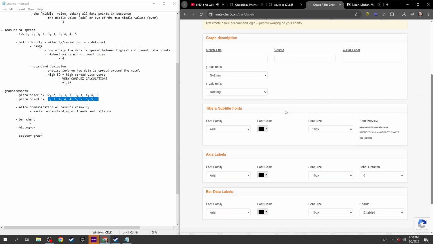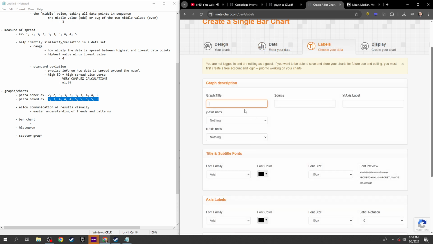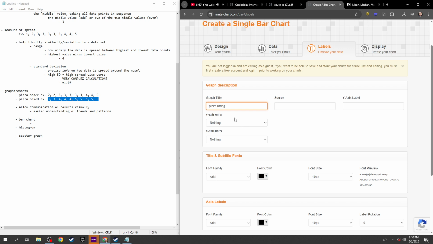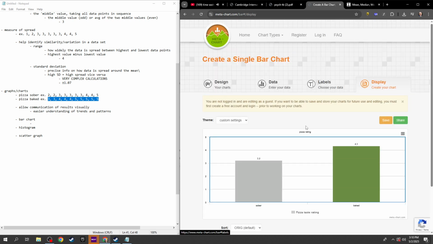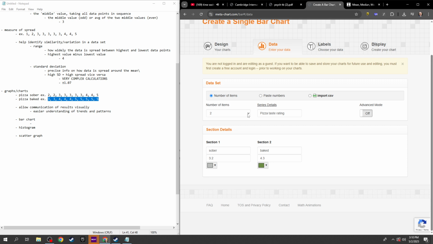Labels. Oh no, this is just the name. Maybe that's fine. Pizza rating. This is taking too long. Oh, but we have it already. Oh, perfect. It already worked. Okay, so you can see here, this is what the bar chart would look like, right? We have our pizza taste rating. Oh, I see the issue. Series details, pizza taste rating.